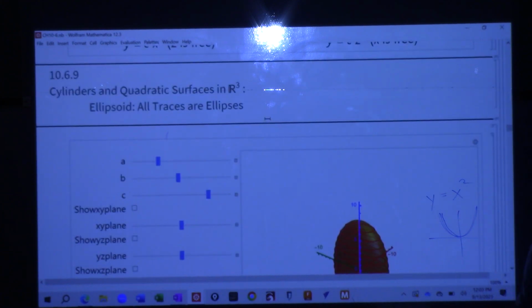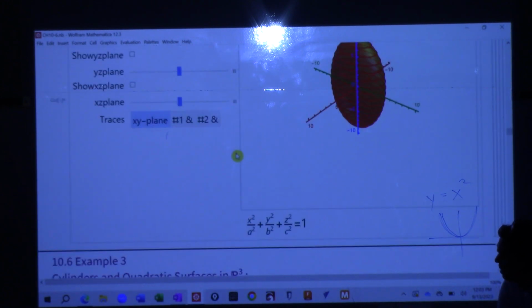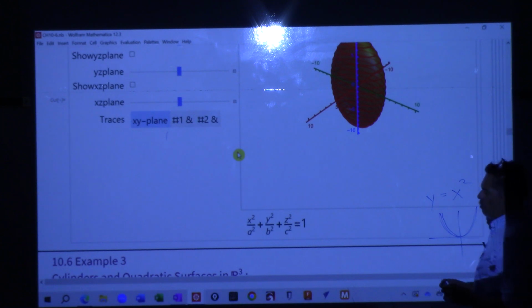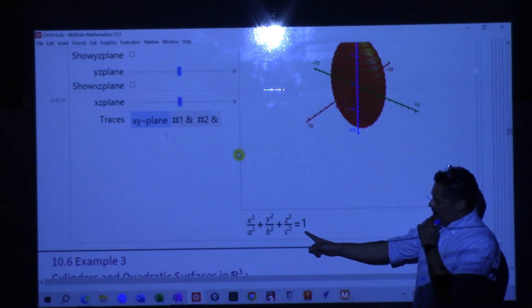Next one is called an ellipsoid. Ellipsoid. Look at the equation of an ellipsoid. What does it look a lot like? Does that look familiar to you?